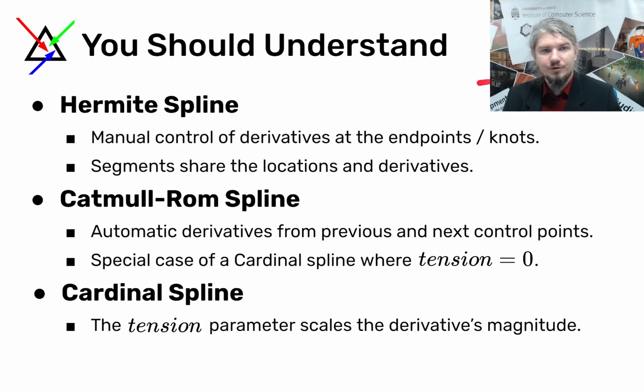Now from this video you should understand the Hermite spline. This is a spline where you can manually control the derivatives at the endpoints or nodes. The segments share the locations and derivatives, so it's going to be a C1 spline. We also saw the Catmull-Rom spline, where instead of manually controlling the derivatives, these derivatives are calculated automatically from the previous and next point. And we saw that these are a special case of the cardinal splines when tension is 0. We also saw the cardinal splines, where there is this tension parameter that is scaling the derivative's magnitude.